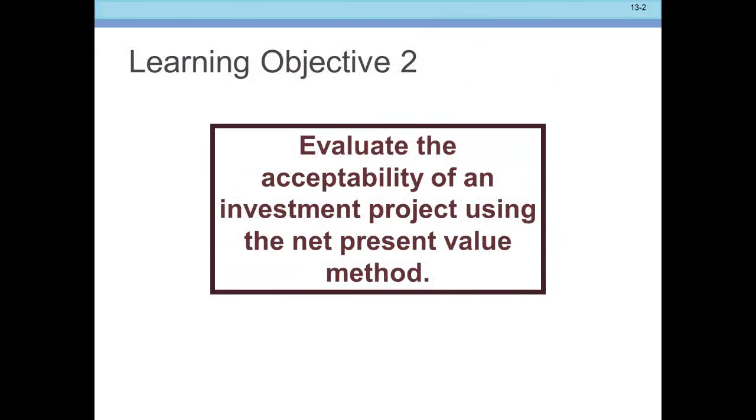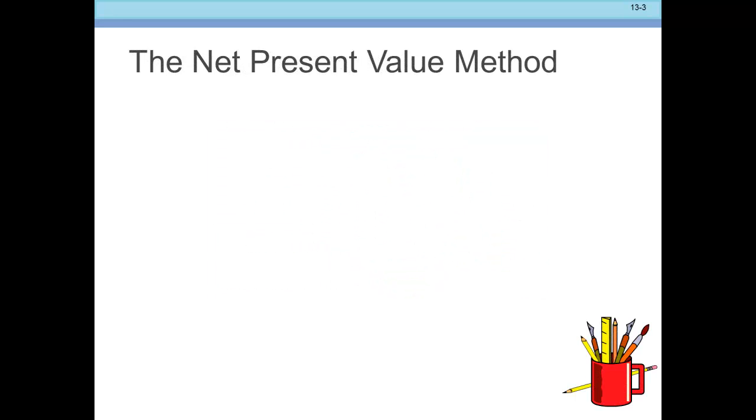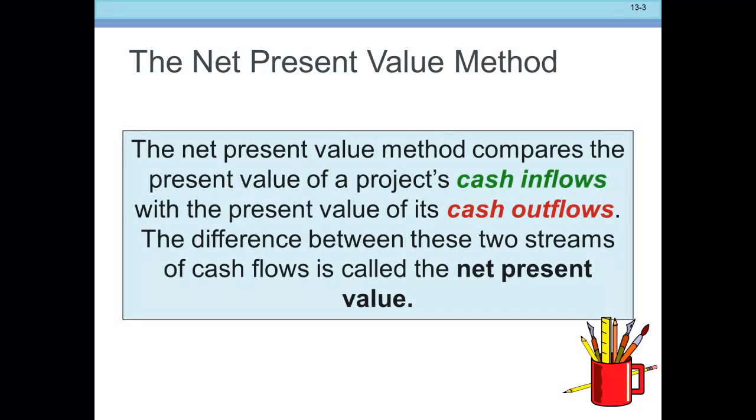Let's look at evaluating an investment project using the net present value method. In order to properly measure one investment alternative versus another, we must convert both to today's dollars. We ask ourselves, what are both investments valued at in today's dollars? This puts the two choices in the same context, and it makes deciding which one to do much easier. To do this, we use the net present value method.